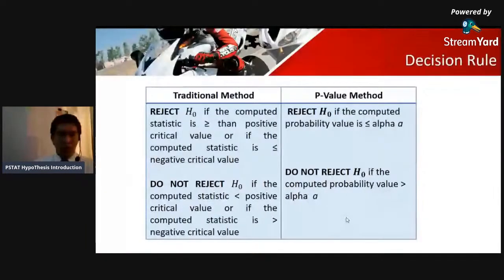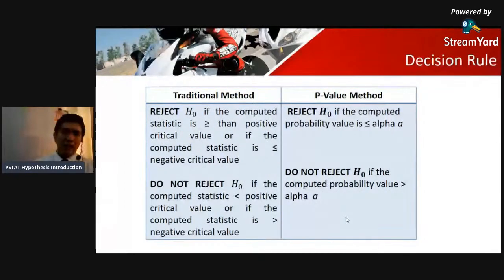So this is the decision rule for the two methods. In the traditional method, we reject the null hypothesis if the computed value is greater than or equal to the positive critical value, or if the computed statistic is less than the negative critical value. For the p-value method, we reject H0 if the computed probability is less than the alpha.